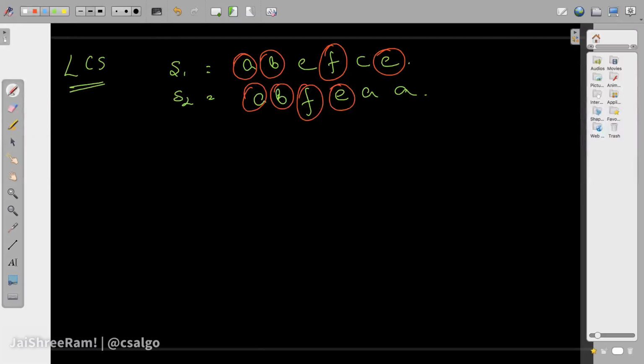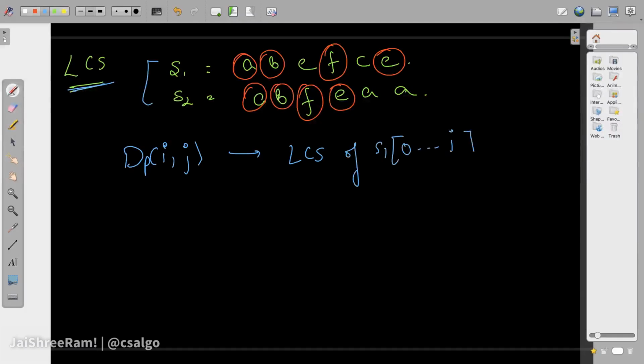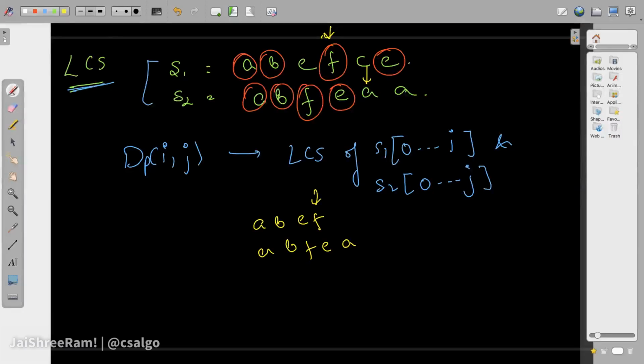And for DP in problems where you have two strings and you have to compute some number based on the two strings, the states remain more or less the same, which is DP of I comma j. This means the answer, the LCS, of S1 of 0 to I and S2 of 0 to j. Let's say we are talking about some index I over here and j over here. So dp of I comma j will mean the longest common subsequence of a b e f and a b f e a, of these two strings, where this is I and this is j.